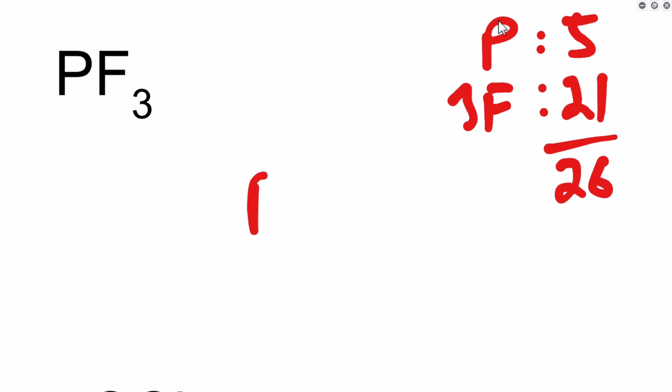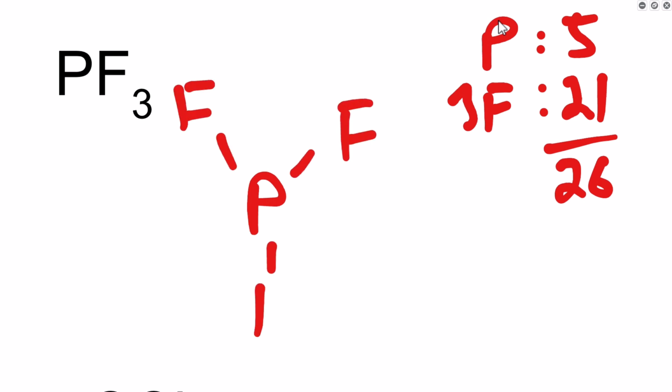So PF3, so phosphorus, 3 fluorines. Phosphorus is 5 valence electrons. Fluorine is 7 times 3 is 21. So 26 total valence electrons in your structure. Phosphorus is your central atom. It's the furthest from fluorine because fluorine's your only other option here.